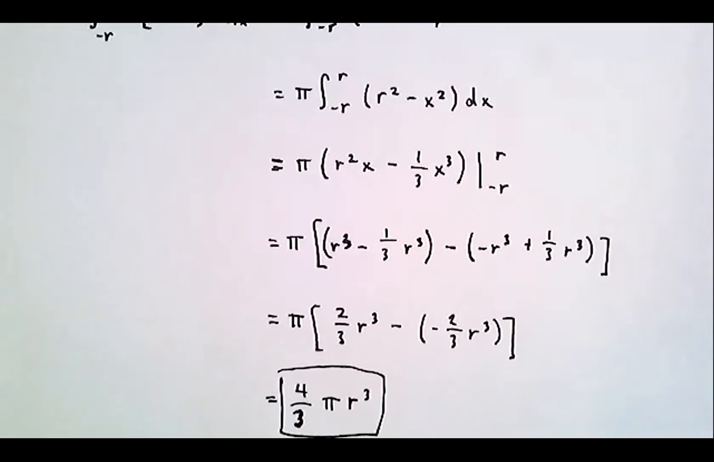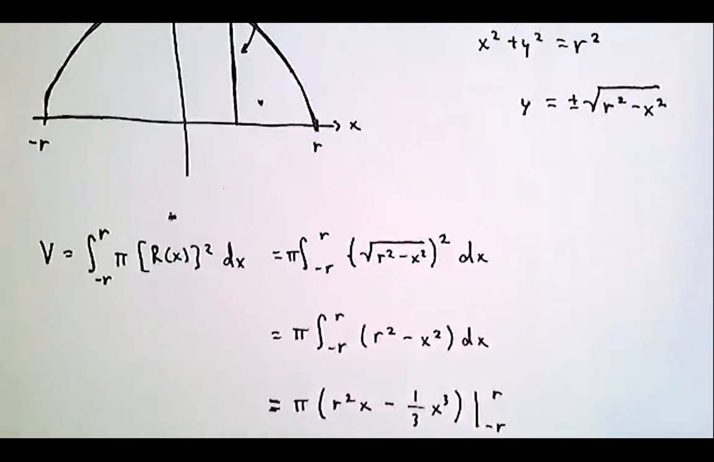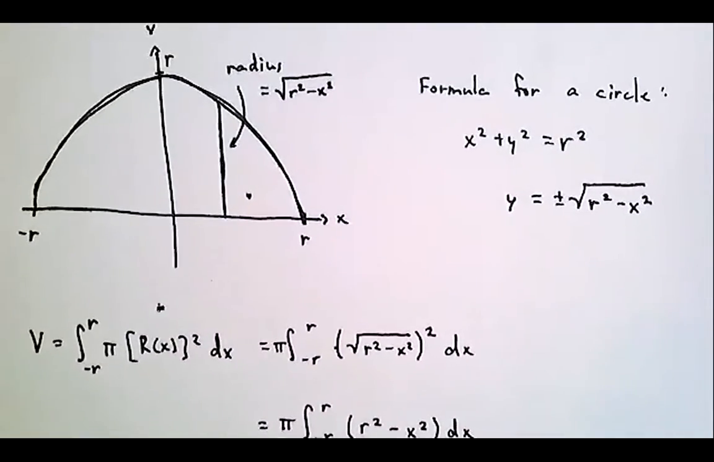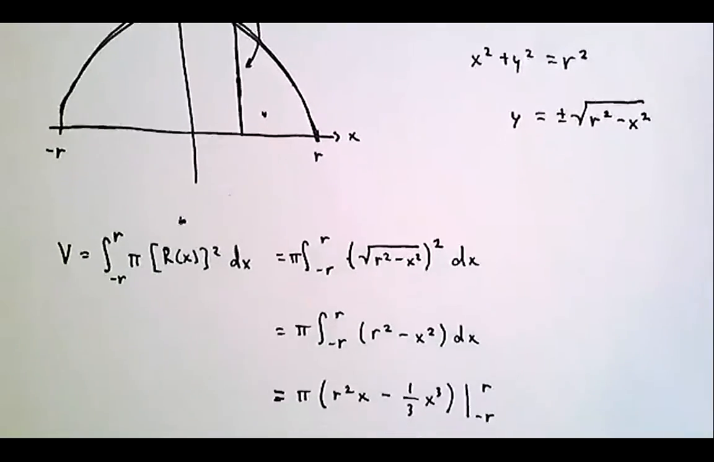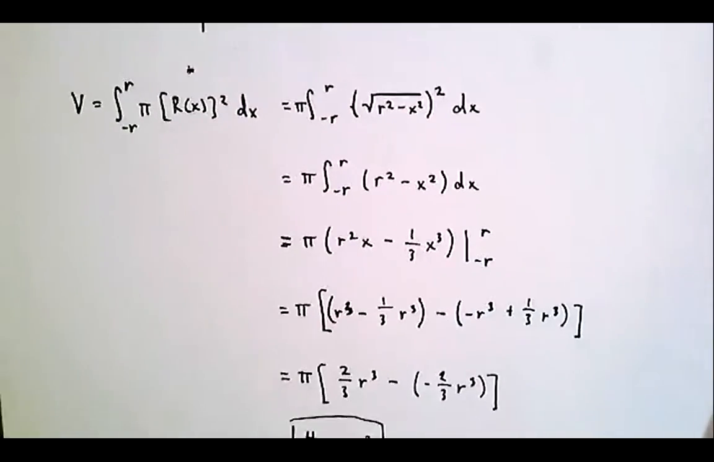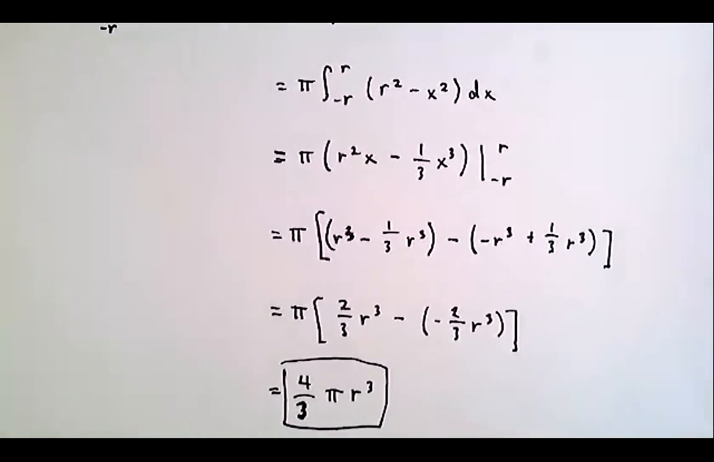Okay, so we got the right answer in conclusion. So this method of finding volumes using disks matches up with our understanding of basic geometry, which is good because that means it works. Does anyone have questions about this example?